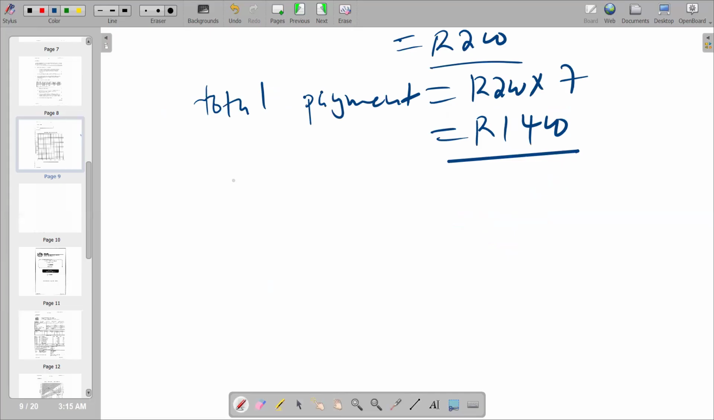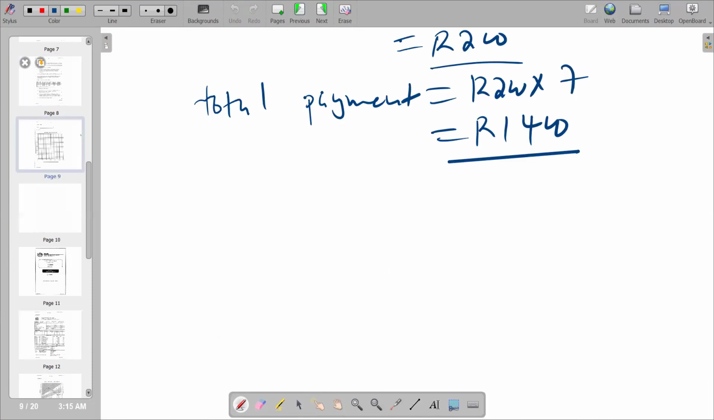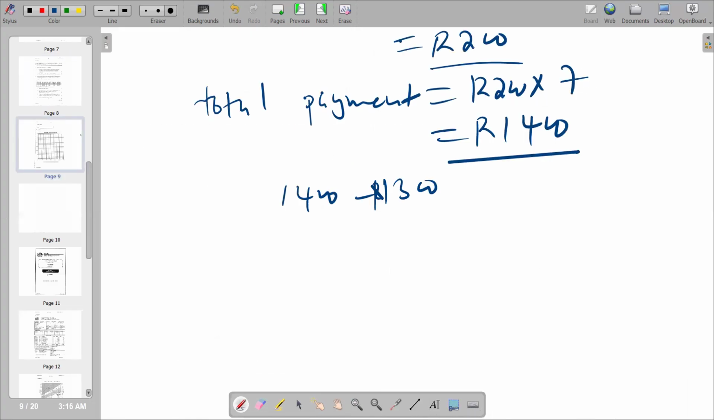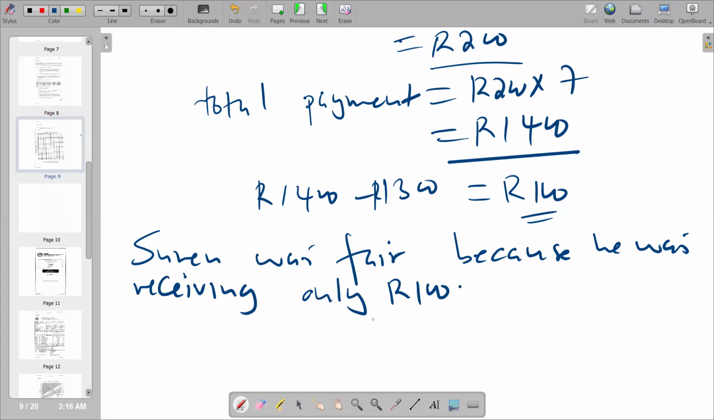Then from this 1,400, we compare it with the amount that was supposed to be paid, which is 1,300. The amount is more than the normal, but 1,400 minus 1,300 is only 100 rands. So which means Suren was fair because the amount is small. It's not a very big amount. So we can summarize it by saying Suren was receiving only 100 rands extra. So basically, that's what we have there.